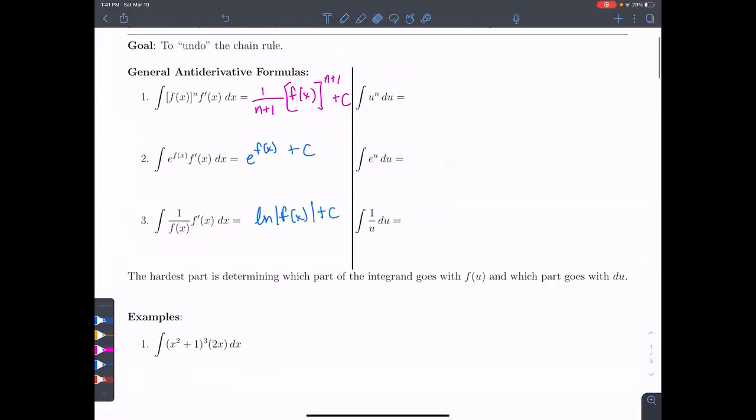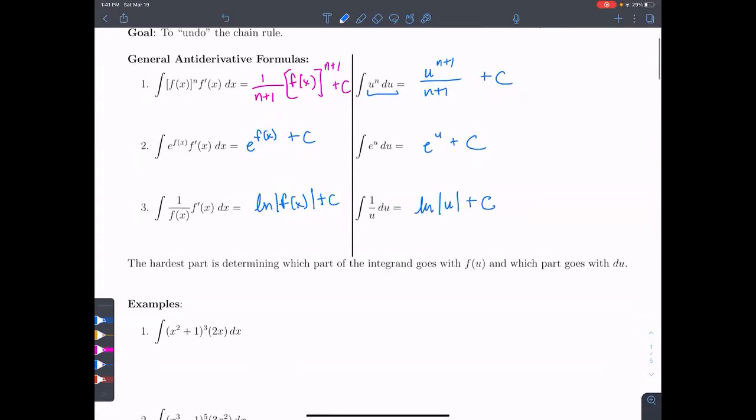Okay, and if we look inside at this again, just an increase and divide thing. So u to the n plus 1 over n plus 1 plus c. The integral of e to the u du is e to the u plus c. And 1 over u du is the ln of absolute u plus c.